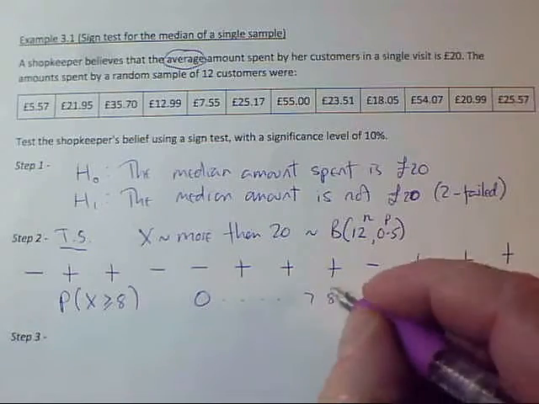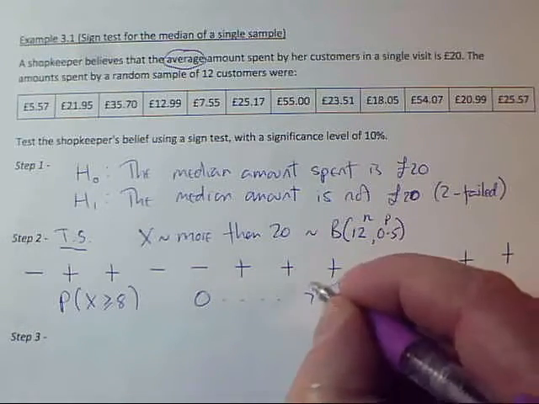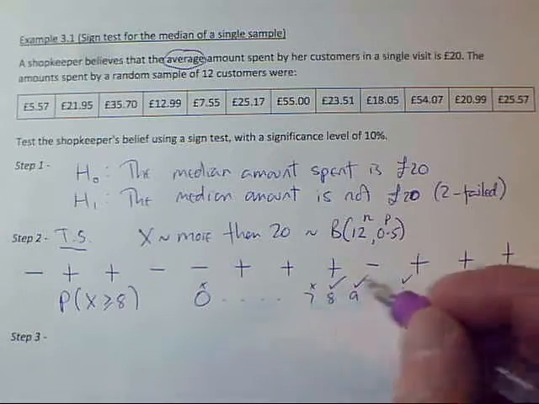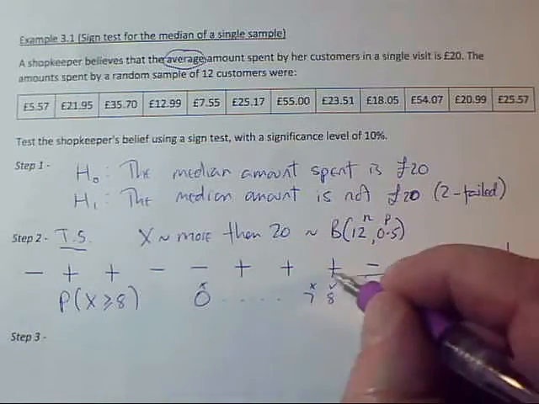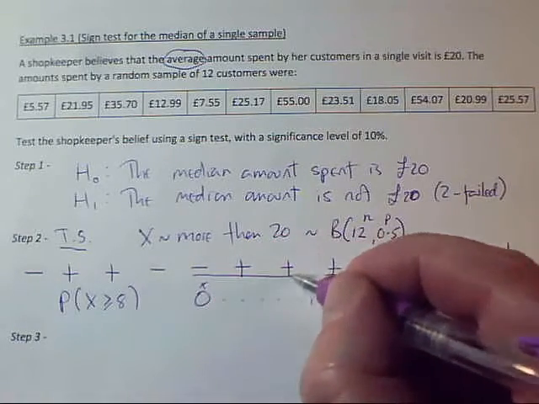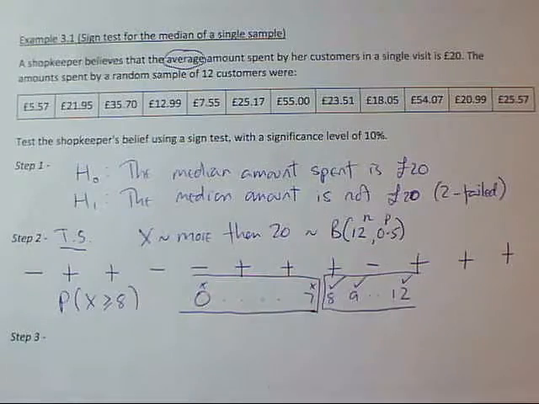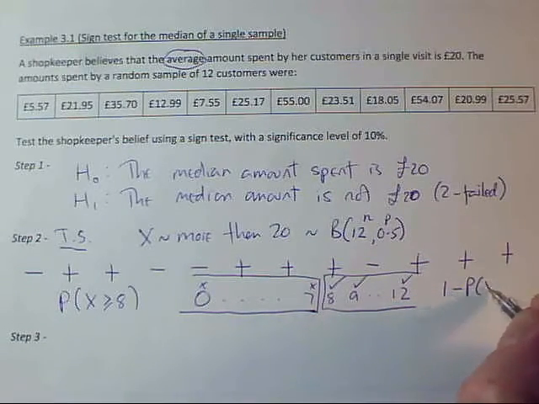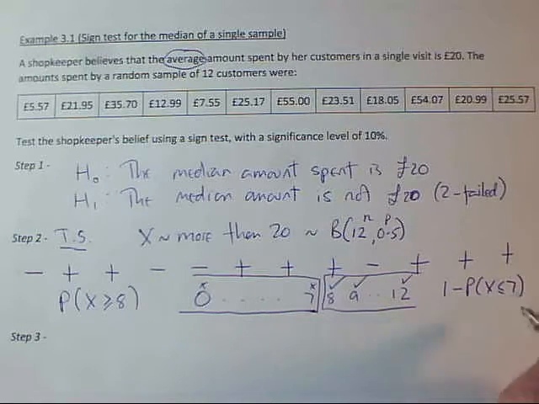And I want to be 8 or more. So I want these values, I don't want these values. So I want to work out the size of this tail probability, all of those values combined. That's a probability I'd like, but my calculator only works from the bottom upwards. So my calculator will tell me the probability of being less than or equal to 7, and that's the one that I need to take away from 1 to get the actual probability I want.